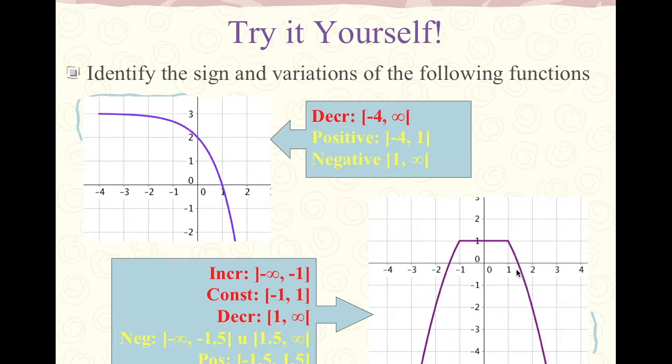And then it's again negative at positive 1.5 to infinity, so unions, because there's two. And then it's positive from here, so negative 1.5 to 1.5, and so I write it like this.